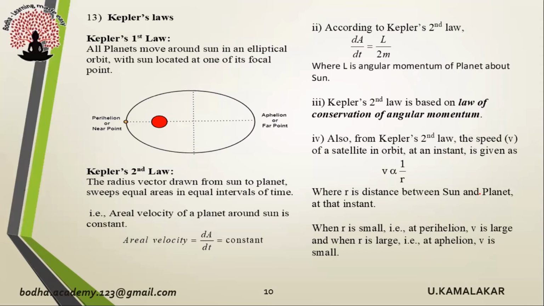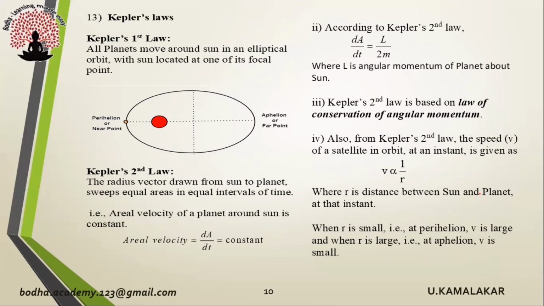Kepler's laws. All planets move around the sun in an elliptical orbit with sun located at one of its focal point. The near point is called as perihelion point. The far point is called as aphelion point.